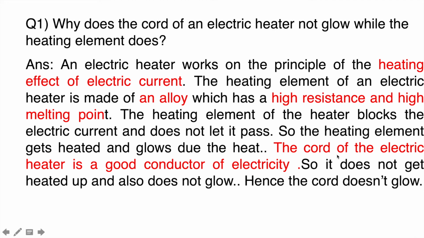But in the case of the cord, the cord of the electric heater is a good conductor. Cord is made up of good metals. So it will conduct electricity and there will be the flow of current and electrical energy is produced here. So no heat energy is there. That's why it does not get heated up and does not glow. So this is the reason why the cord doesn't glow while the heating element glows.